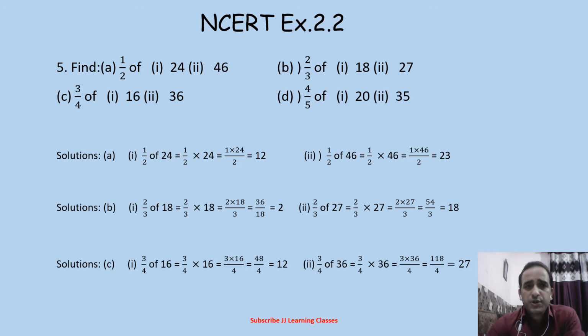So this is now question number 5. What you need to do is find out the first part. A part is half of 24 and 46. So half of 24: multiply 1/2 with 24, 24 one times becomes 24, and then divided by 2 it becomes 12. Similarly, in all the parts we have to do the multiplication, and in place of "of" we need to use the multiplication sign, and you can see the results written here. You can solve, practice or revise all these answers.